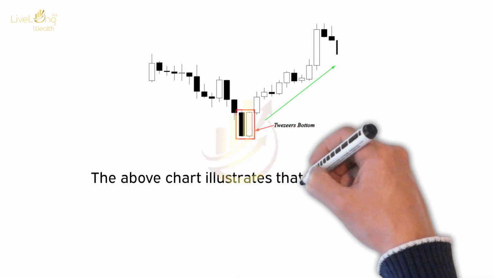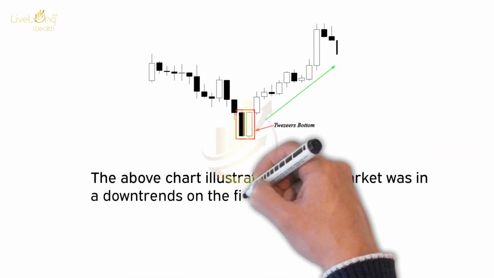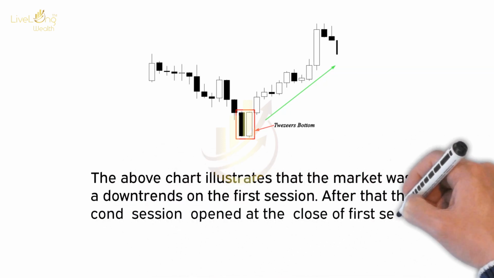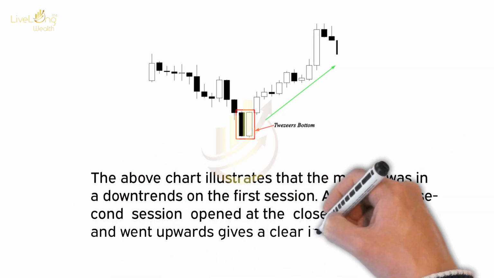The above chart illustrates that the market was in a downtrend in the first session. After that, the second session opened at the close of the first session and went upwards, giving a clear indication of a trend reversal.